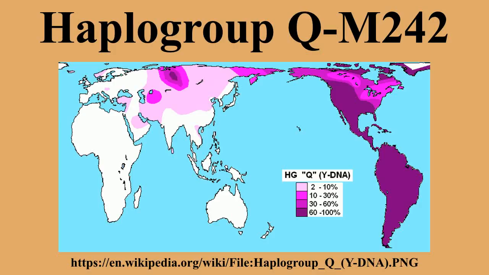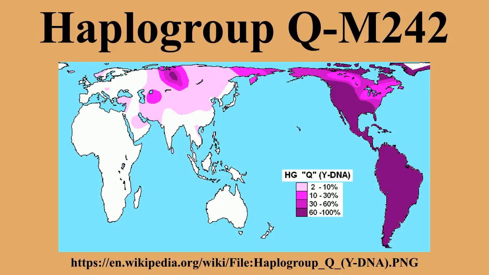Early definitions used a combination of the SNPs M242, P36.2, and MEH2 as defining mutations. This haplogroup has over a dozen subclades that have been sampled and identified in modern populations. Also, there are very diverse subhaplotypes.